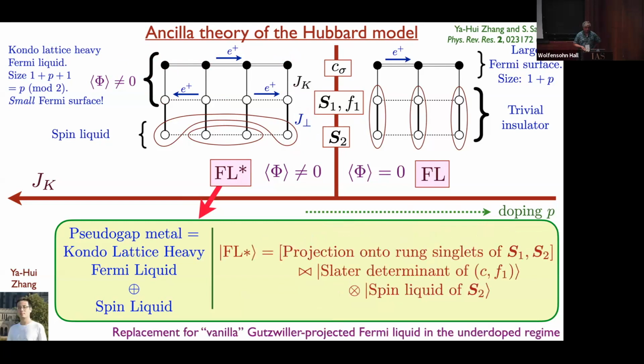So what will the trial wave function look like for the physical electron? So here's a wave function which we propose as a replacement for what's called the vanilla wave function for the cuprates. So in the vanilla wave function, you just took one Fermi surface and you did a Gutzwiller projection and just projected out all the doubly occupied sites. So what we do is something different. We first include the ancillas. So we've expanded out the degrees of freedom.